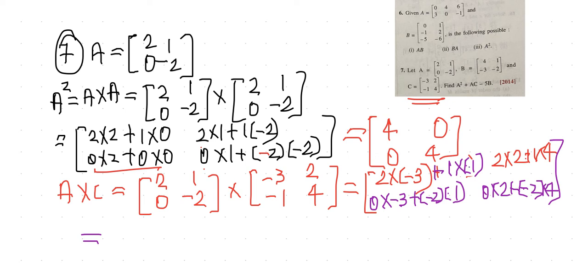Minus 6 minus 1 is minus 7. And then here I am getting 2 into 2 plus 1 into 4 is 8. Then 0 and 0 minus 2, and then you have minus 1. So clearly this is equal to 2. And then here again what you are getting is, see, 0 minus 8. So this is minus 8. So this is the value of AC that you are getting.